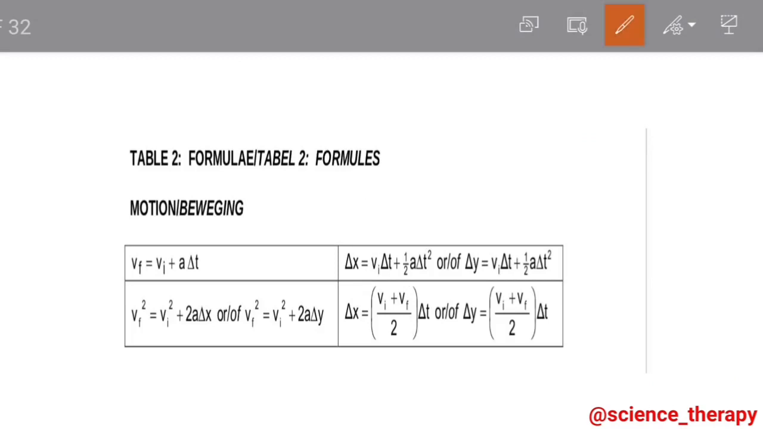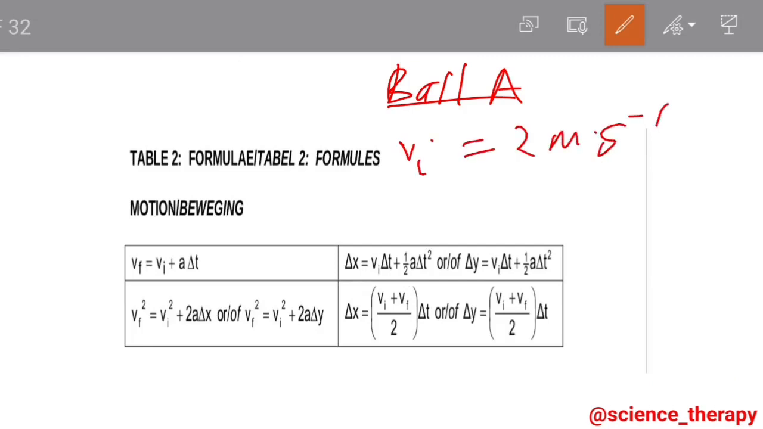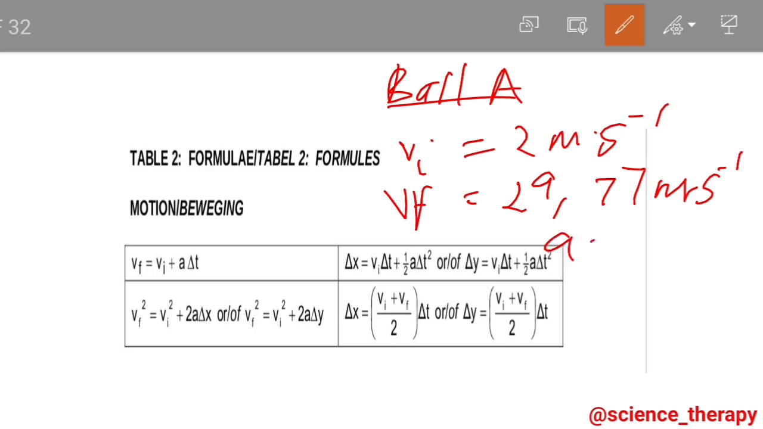Now let's check the information on A. Again, we're going to tackle from A. Then we have VI, it's 2 meters per second, and then we have VF is equal to 29.77 meters per second, and we have our A still 9.8. Remember, when you choose downward as positive, when you choose your direction of motion, you have to continue with it throughout the question. Even if the object changes direction, you have to continue with that throughout. Then change in T, we don't know it, we are looking for it.